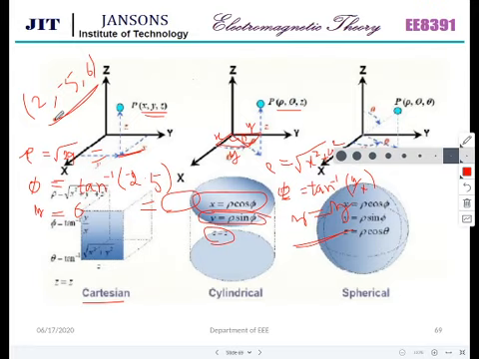We have seen the transformation between the Cartesian and cylindrical coordinate systems. x can be written as rho cos phi, y is equal to rho sin phi, and z is equal to z. The other way, if you know x, y and z, then rho is equal to square root of x square plus y square, phi is equal to tan inverse of y by x, and z is equal to z. Tomorrow we will see the spherical system and the relationship between all three. If I know Cartesian, I can convert it to cylindrical and spherical, and the same way for the others.